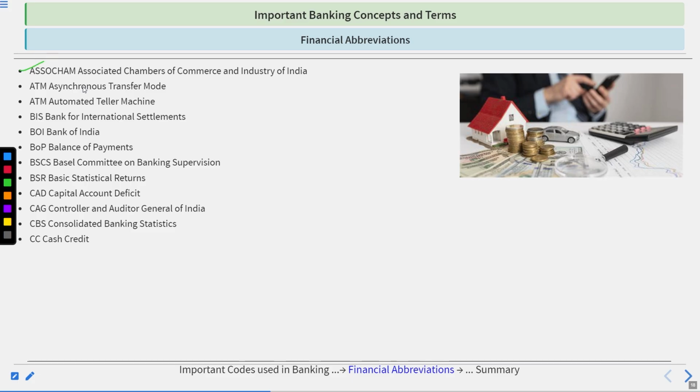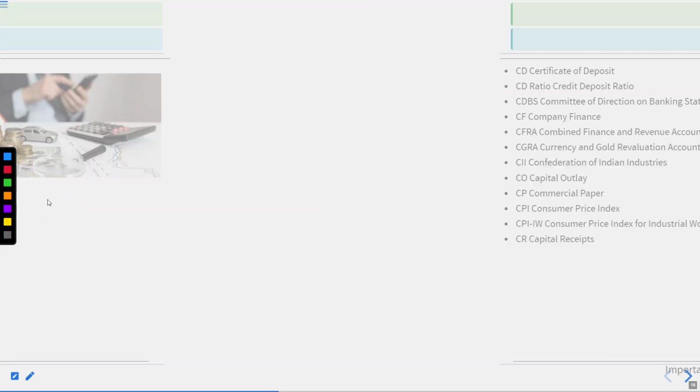Association, Associated Chambers of Commerce and Industry of India; ATM, Asynchronous Transfer Mode; ATM, Automatic Teller Machine; BIS, Bank for International Settlement; BOI, Bank of India; BOP, Balance of Payment; BSES, Basel Committee on Banking Supervision; BSR, Basic Statistical Returns; CAD, Capital Account Deficit; CAG, Comptroller and Auditor General; CBS, Consolidated Banking Statistics; CC, Cash Credit.